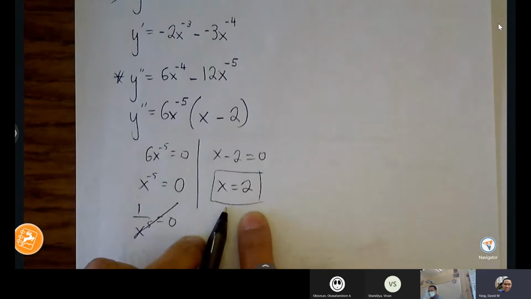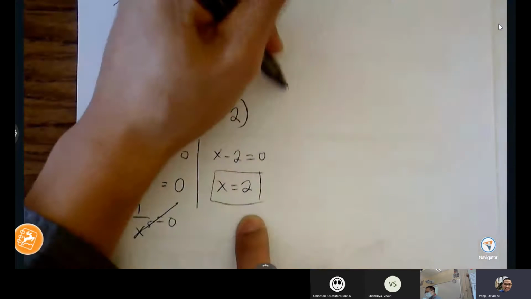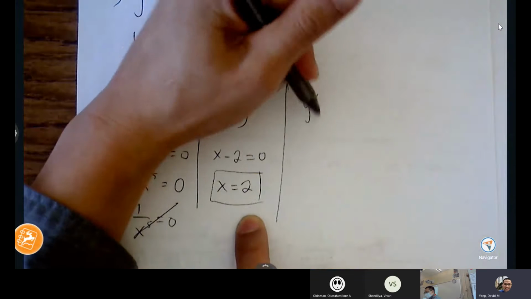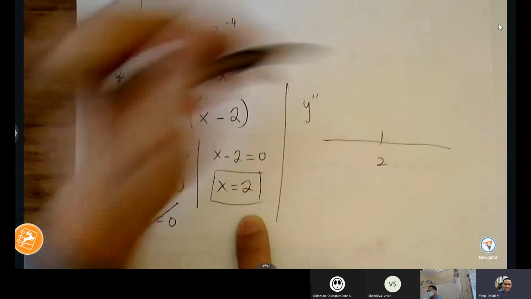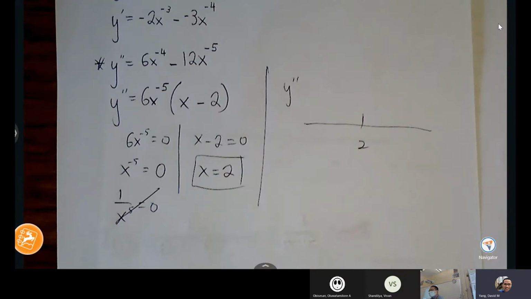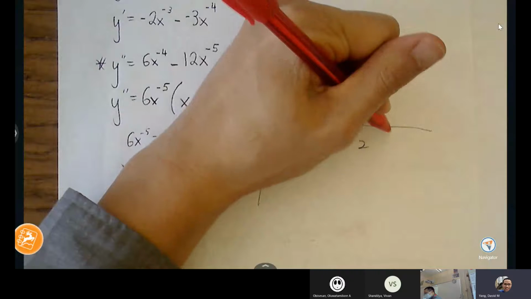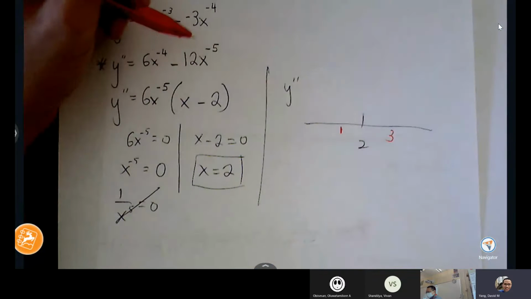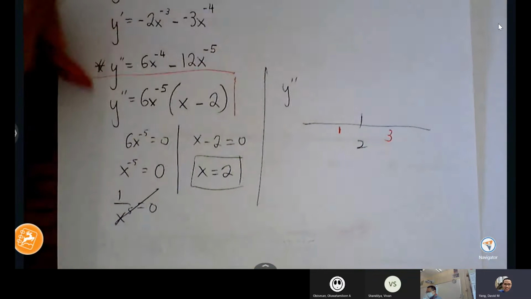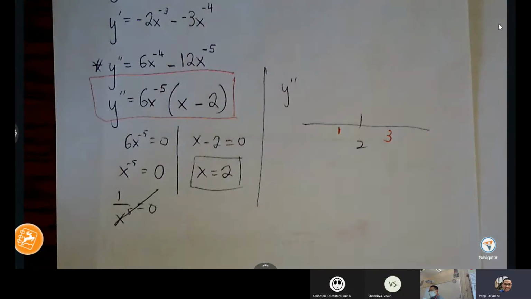So we need to confirm that this is a point of inflection. So we're going to create a second derivative sign line and see if there's a change in sign from one concavity to the next. So I'll choose 1 and 3. We can plug it into the second derivative.